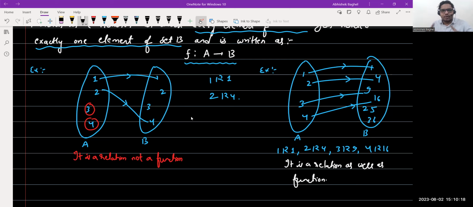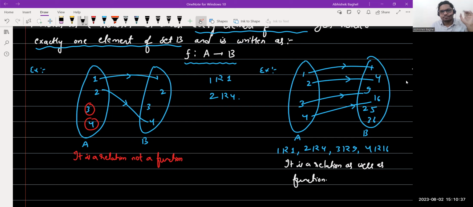Clear? I hope function is clear, right? So what type of relations must be a function? Two conditions must be fulfilled. The first condition is every element of set A gets related, and the second condition, they must be related to exactly one element of set B.